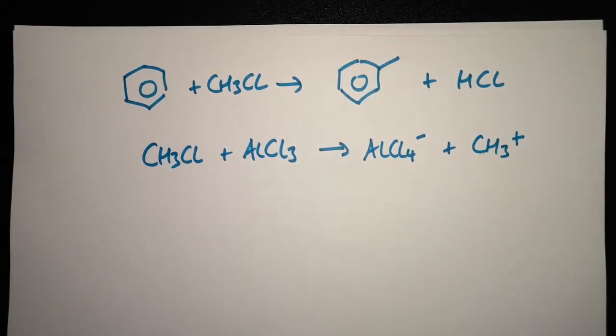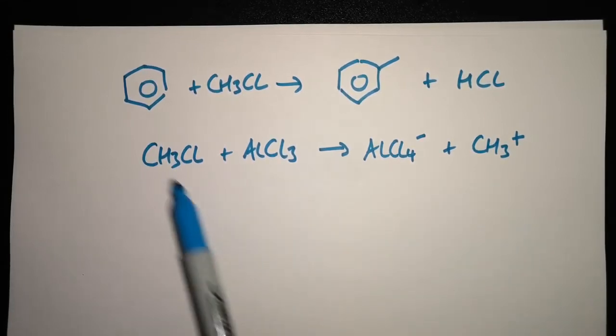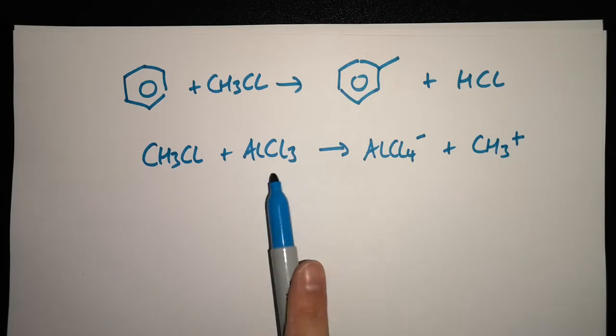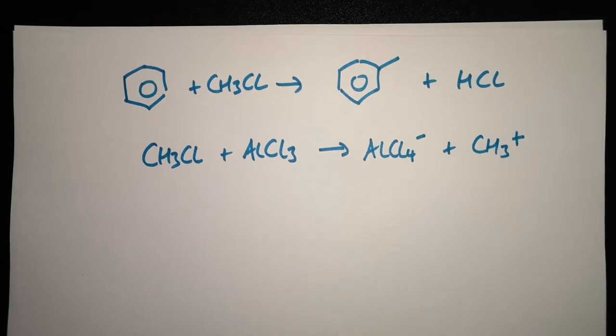So I'm going to ask you to try and predict what the rest of the mechanism is. So how does the methyl ion react with the benzene? What's the intermediate? What's the final product? And also, how do we recreate the AlCl3 catalyst? There's still 5 marks to go at here. So pause the video, have a think, have a go, and then come back when you're ready.